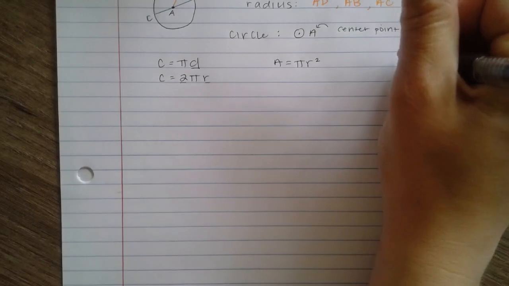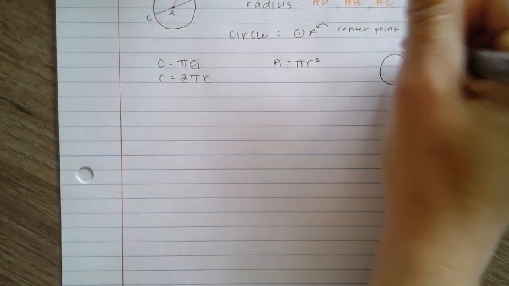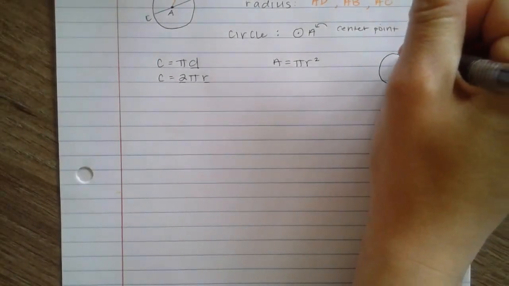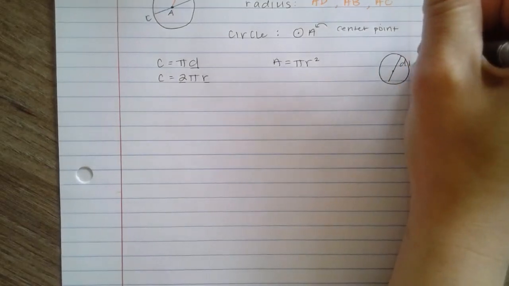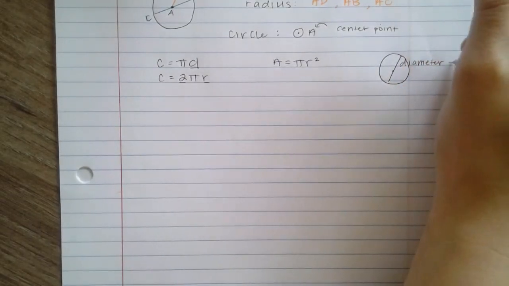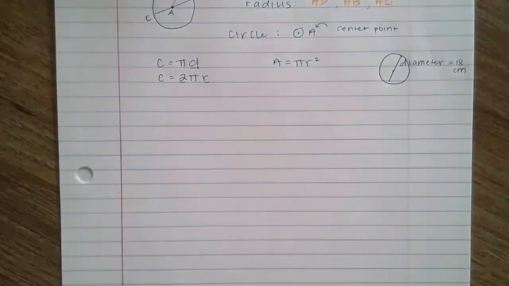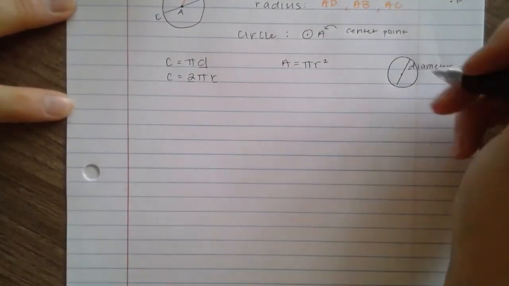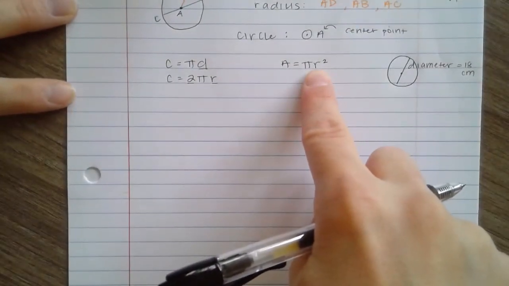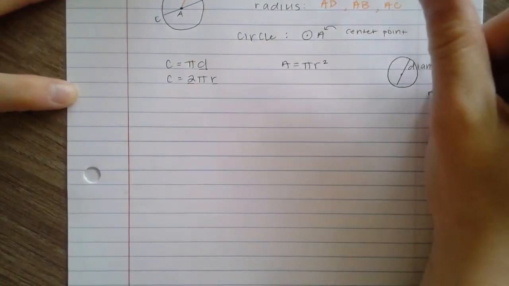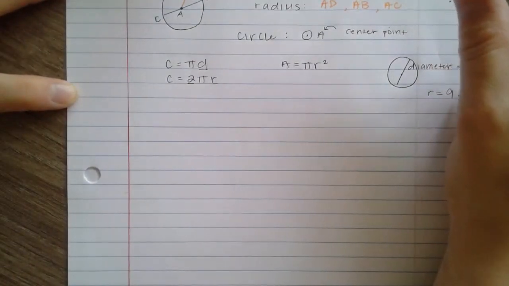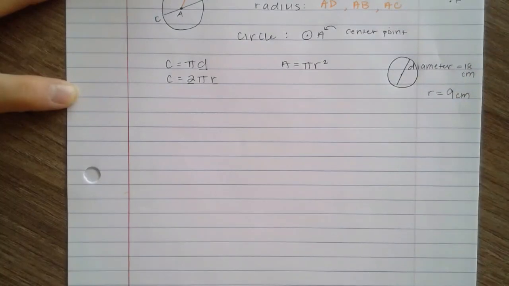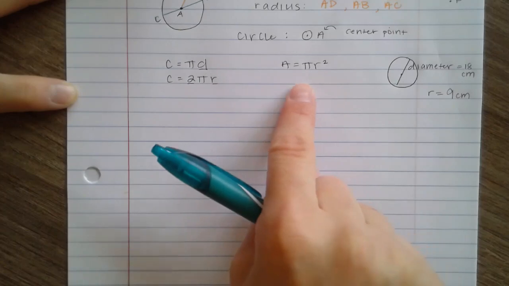And let's look at an example like this. So what if I gave you this circle and I said, here's the diameter. The diameter is, let's say, 16 centimeters. So, I'm sorry, 18 centimeters is what I've written down. Let's use that. And so I'm going to plug in that diameter. Now for the area though, I can't use the diameter. So we need to recognize that the radius is half of that. So the radius in this case is 9 centimeters. And let's plug in the radius and the diameter to find the circumference and the area.